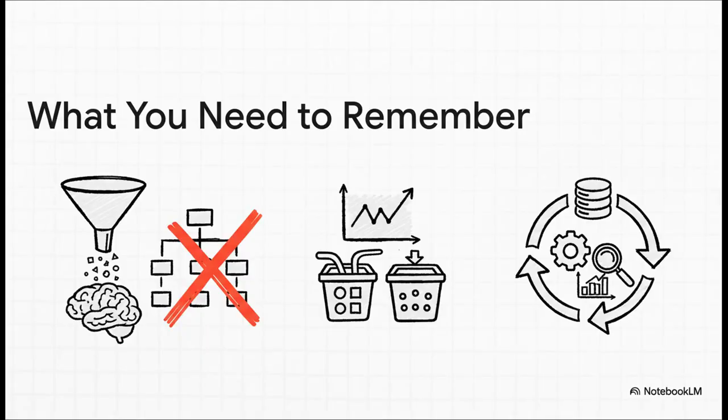Okay, so let's boil all of this down. If you're going to remember anything, remember this. 1. Machine learning is about systems that learn from data, not from a human writing a bunch of rules. 2. Almost everything it does comes down to those three core plays: predicting numbers, sorting into categories, or finding hidden groups. And 3, it all happens inside a structured, data-heavy, and repeatable workflow.